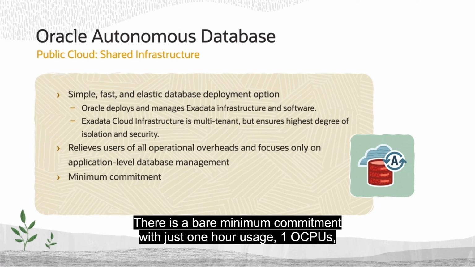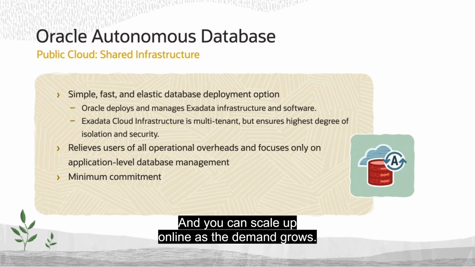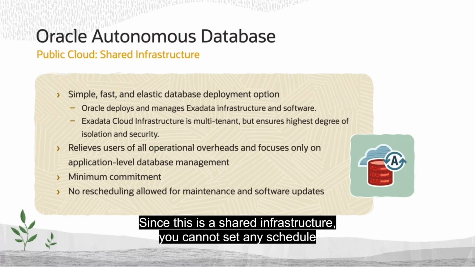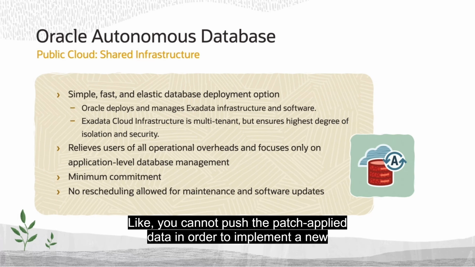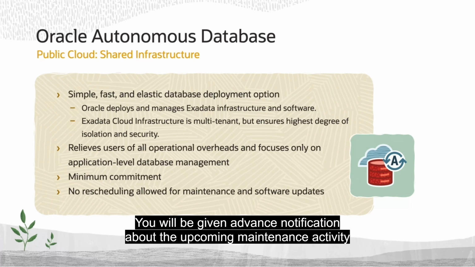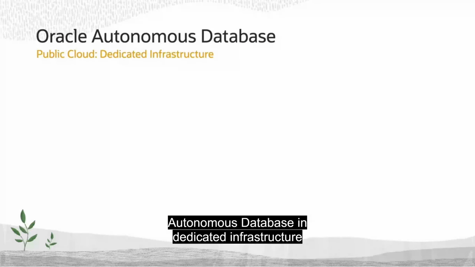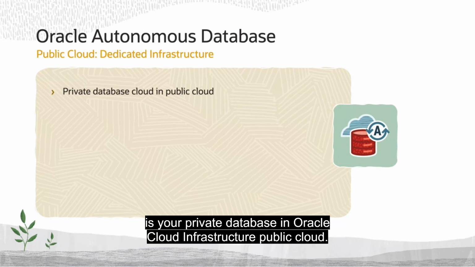There is a bare minimum commitment with just 1 hour usage, 1 OCPU and 1 TB of storage, and you can scale up online as the demand grows. Alternatively, you can enable auto scaling for OCPUs and storage. Since this is a shared infrastructure, you cannot set any schedule for the various maintenance activity. Like you cannot push the patch apply date in order to implement a new release. You will be given advance notification about the upcoming maintenance activity so that it gives you ample time to plan your change releases.